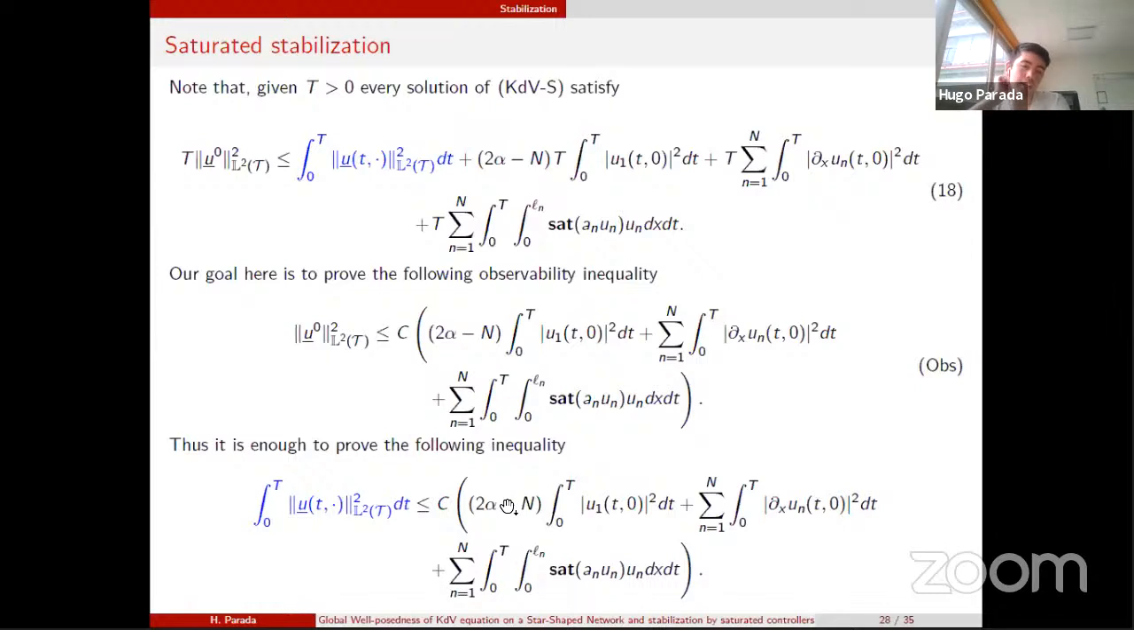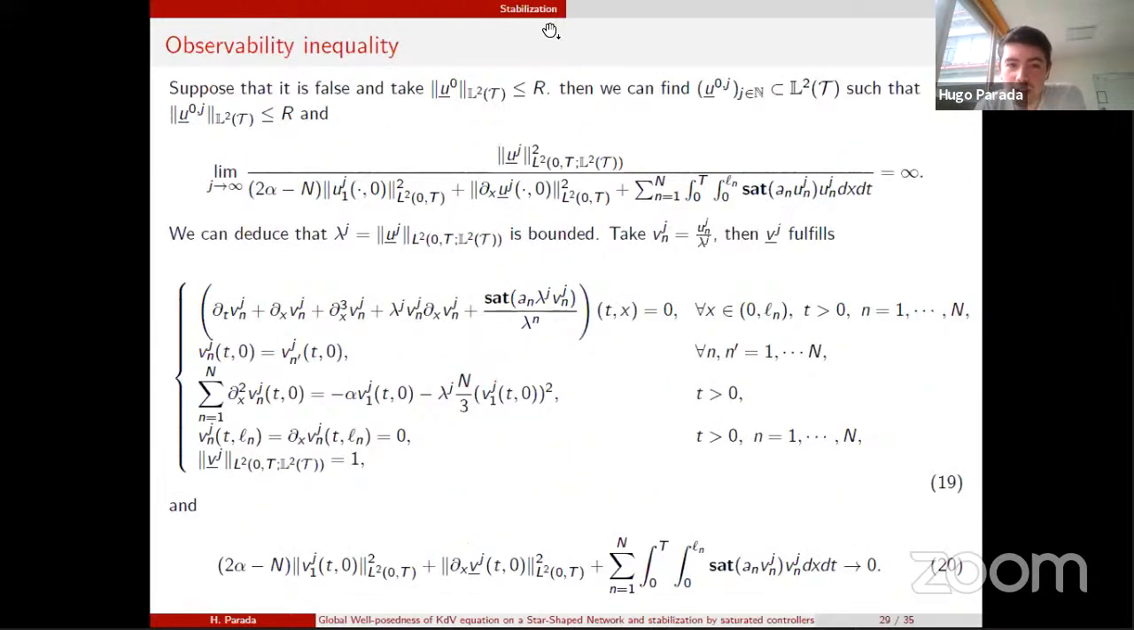For that, we follow the classical approach. We suppose that this is false. So we can find a sequence of bounded initial conditions that satisfy this. To see this in a better way, we normalize the functions. We take lambda_n, the norm of the associated sequence, and v_n will be the normalized sequence. The normalized sequence satisfies this system, and this limit condition still holds.